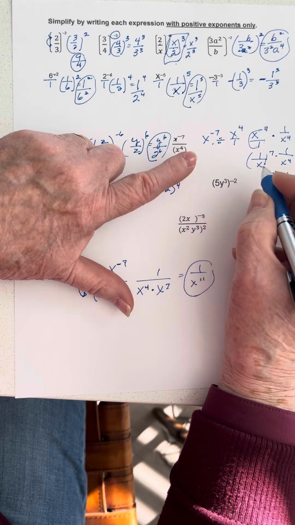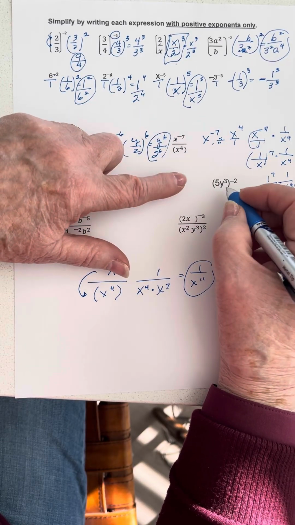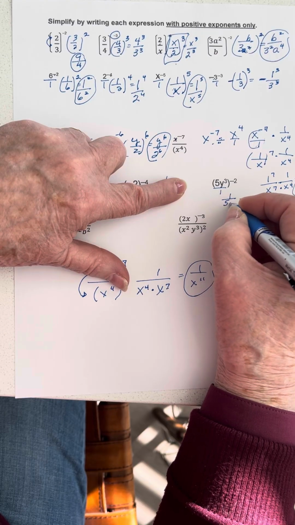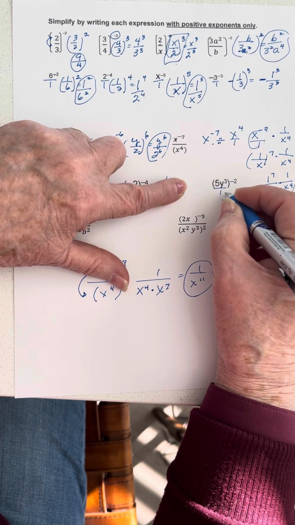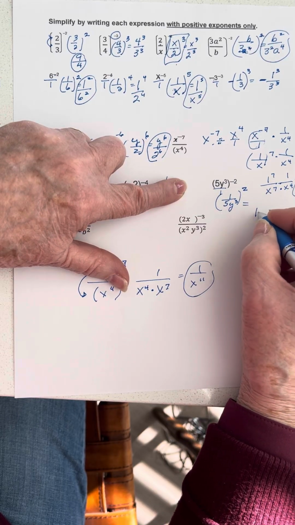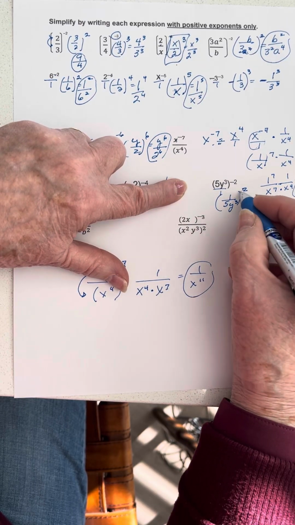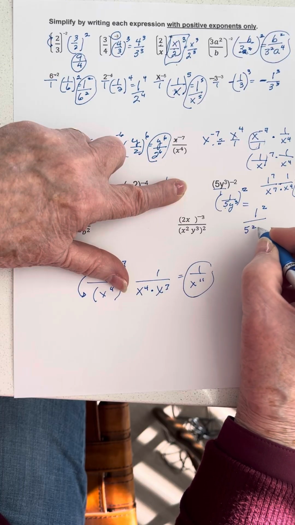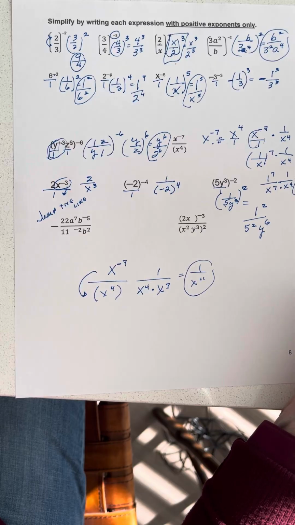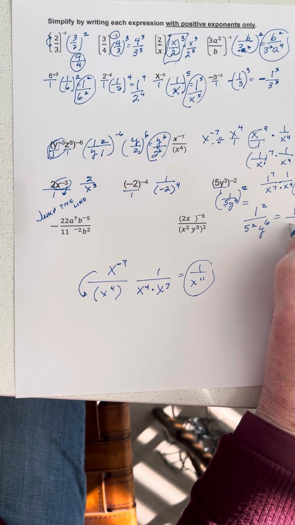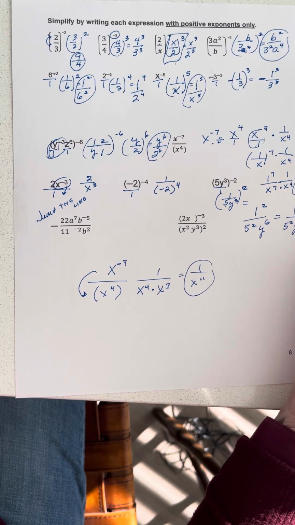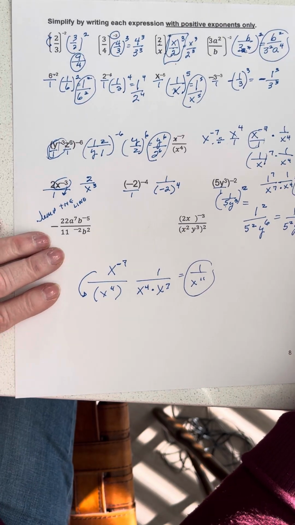Same thing here. We're going to flip this, and we're taking it to the 2nd power, so the top is going to be 1 to the 2nd power, the bottom is going to be 5 to the 2nd power, y to the 3 times 2 would be 6th. Or simply 1 over 5 squared, or 25, y to the 6th. Okay, we've got 2 more.